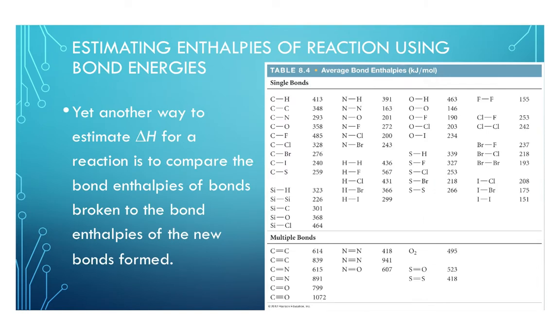Okay, so just to summarize what you should have learned from the POGIL the other day, another way to estimate delta H for a reaction is to compare the bond enthalpies of the bonds that get broken to the bond enthalpies of the new bonds that get formed, because we know that breaking bonds takes energy, making bonds releases energy. So if you can figure out what bonds get broken and which bonds get made, you can take the enthalpies of those different kinds of bonds and figure out how much energy needed to be put in to break the bonds and how much energy we got out from making bonds, and from that figure out what the overall energy of the reaction is.